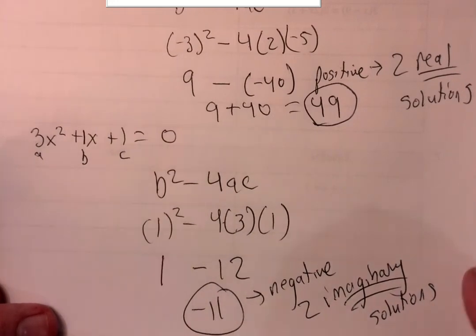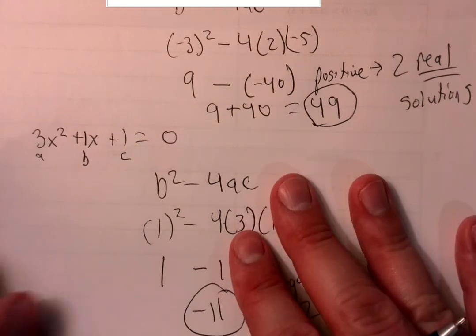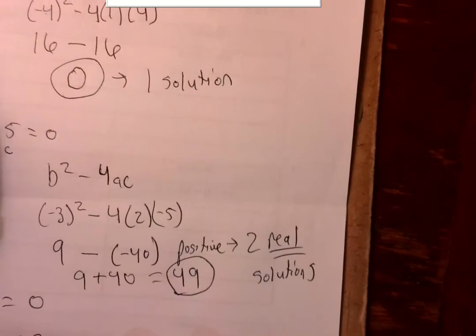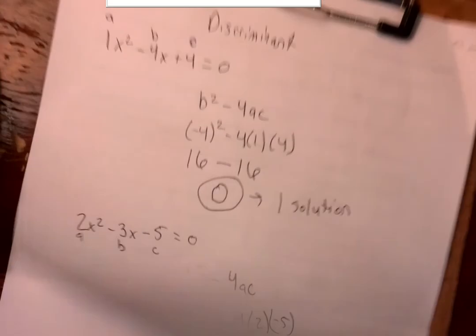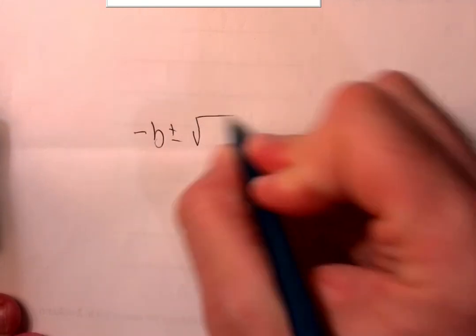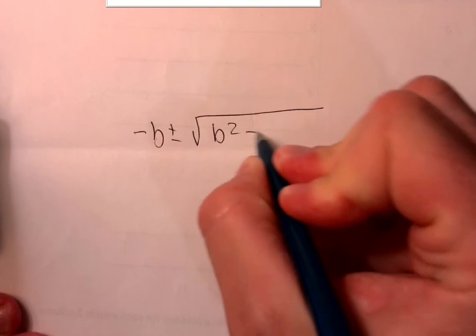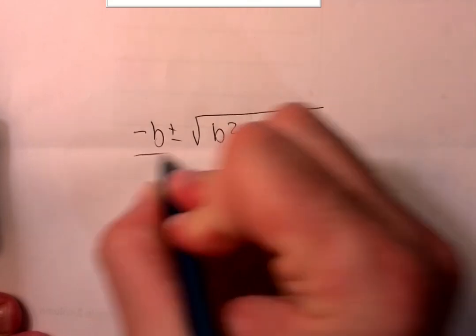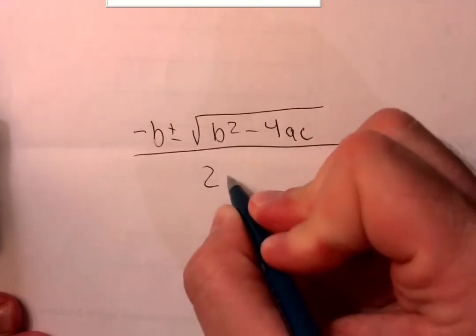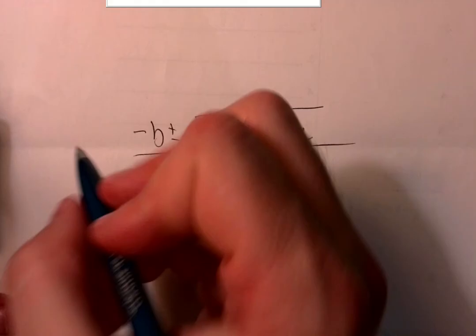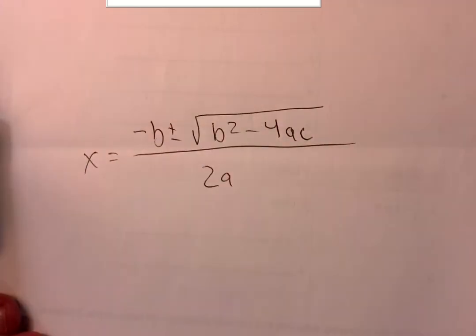And actually, I'll just go ahead and explain real quick why. So let me write down the quadratic formula here real quick. Here's the entire quadratic formula. We have negative b plus or minus the square root of b squared minus 4ac all over 2a. Okay, that's the quadratic formula.